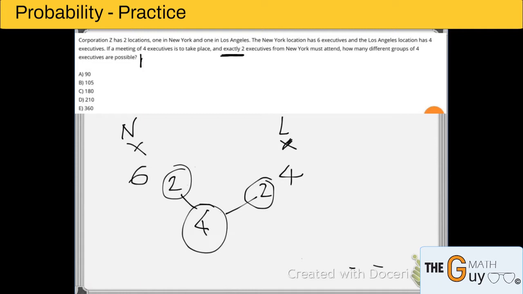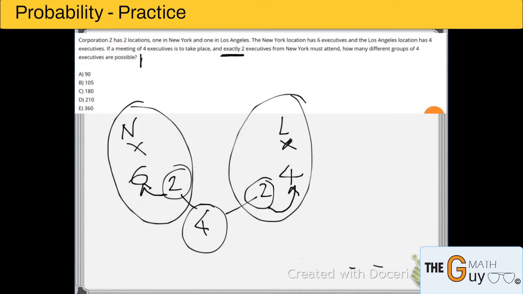The question is, how many different groups of executives are possible? So this is a choosing question. What they're asking me to do is, in how many ways can 2 executives be selected out of these 6 from New York? And in the case of Los Angeles, how many ways can we select 2 from these 4? It's an and situation, so we have to compute for New York and for Los Angeles. Let's take a look at the next slide.